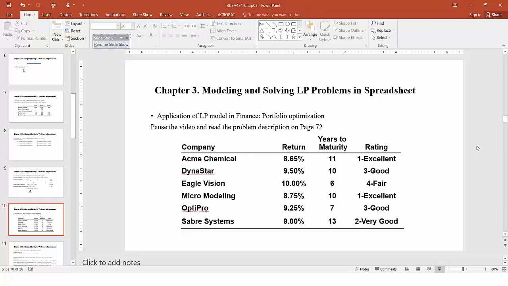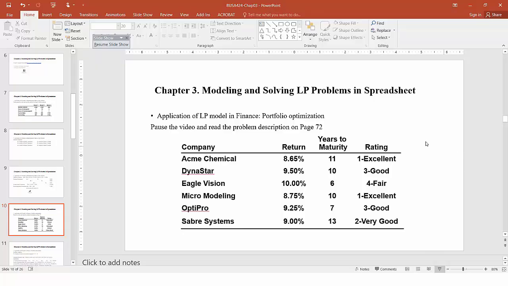So we are trying to invest the available fund, which is $750,000. The set of constraints is that in none of the investment options can we invest more than 25%. At least half of the money should be invested in the long-term bonds that mature in 10 years or more. And then we cannot invest more than 35% in three of the assets, which are Dynastar, Eagle Vision, and OptiPro. The objective function is obviously that we want to have a higher return.